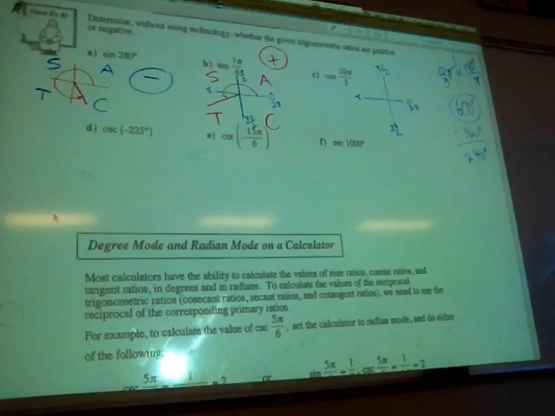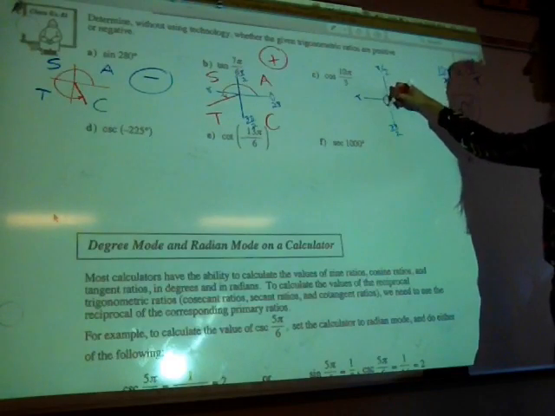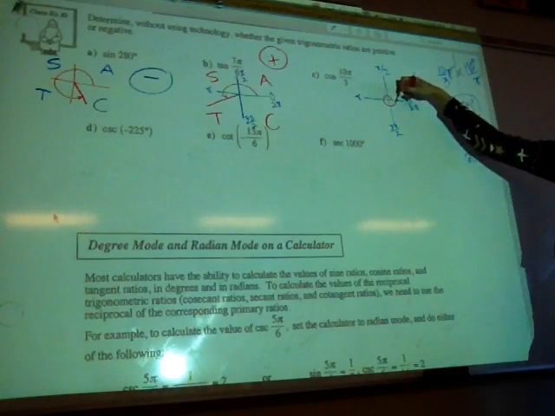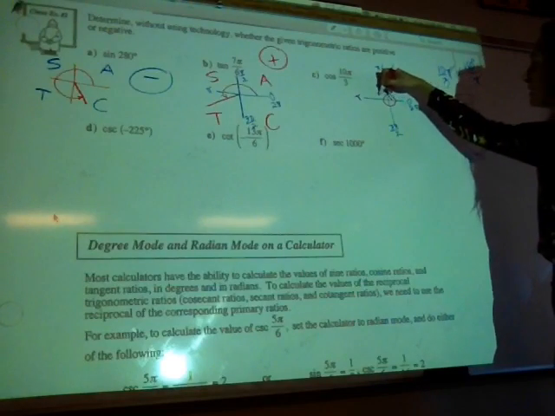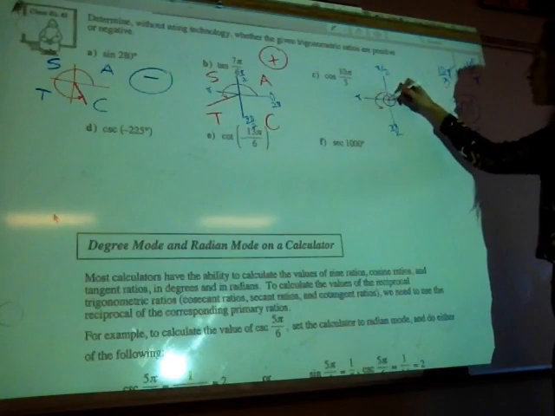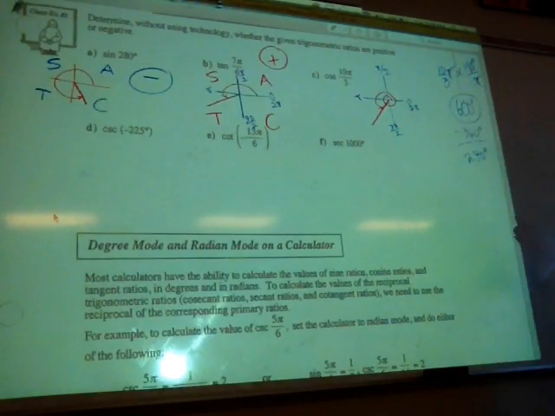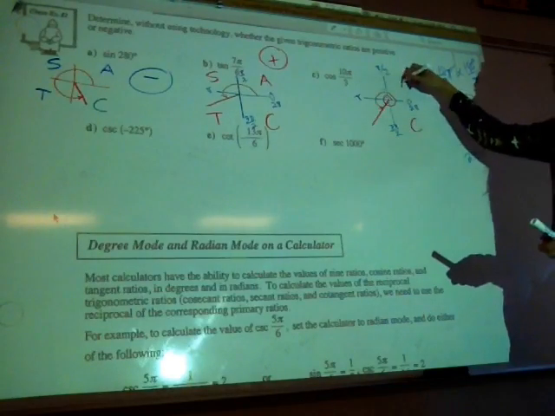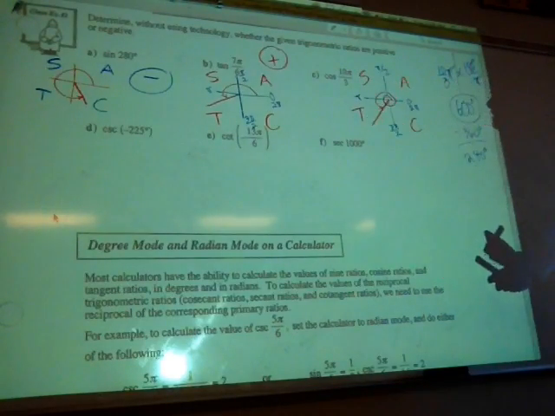So this rotates one full time around. There's my 360 or 2 pi plus another 240 degrees. So it terminates in quadrant 3. CAST. Cosine is negative in quadrant 3.